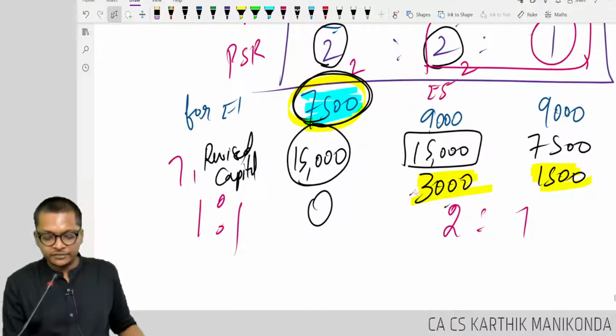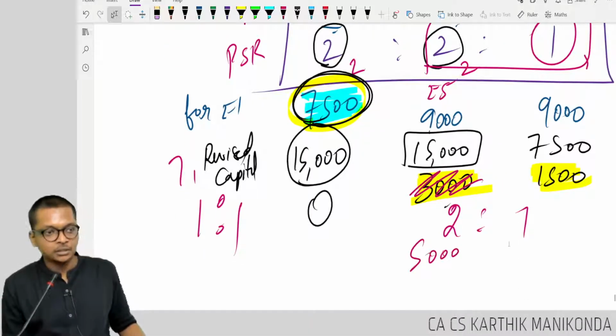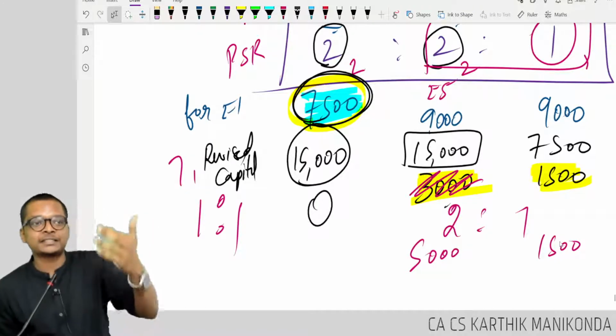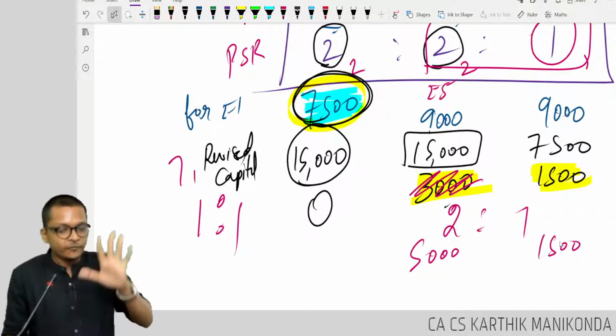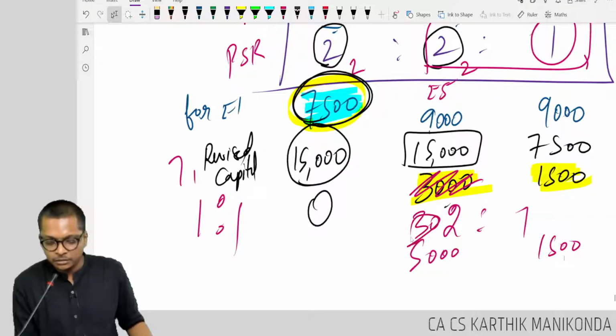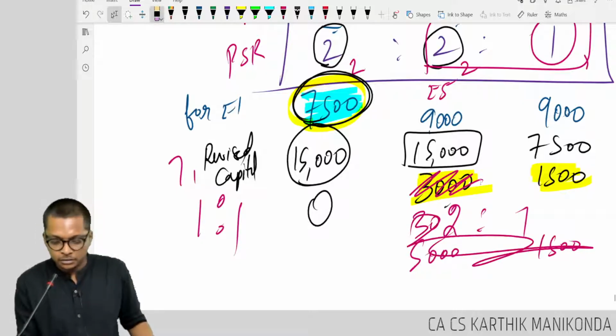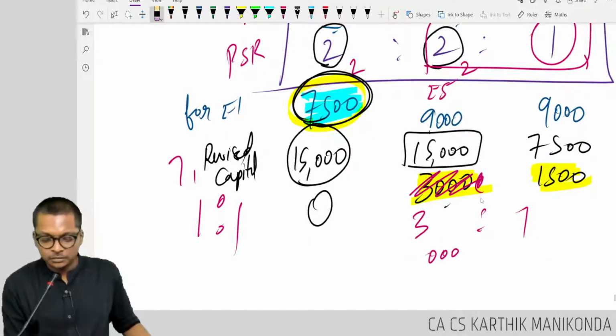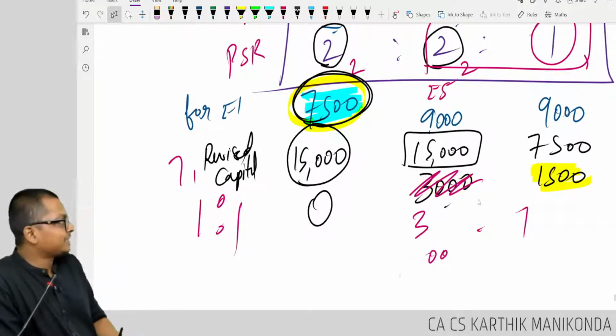What if instead of 3,000, this was 5,000 and 1,500? Then again we have to repeat the step to find excess of excess. We will do that in the next step. For now you stop with 3,000 and 1,500. So look at this. How much B gave extra, guys? 3,000. How much C gave extra?